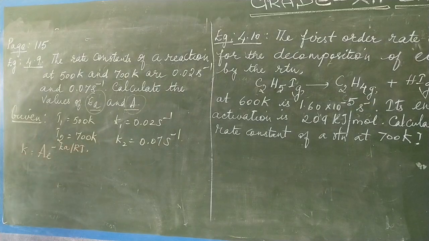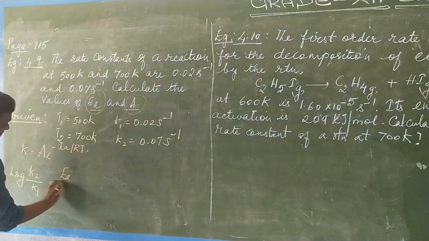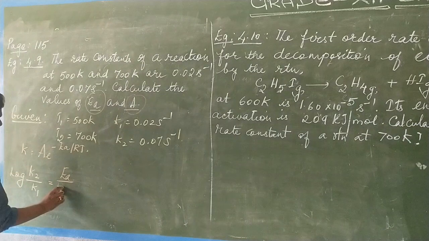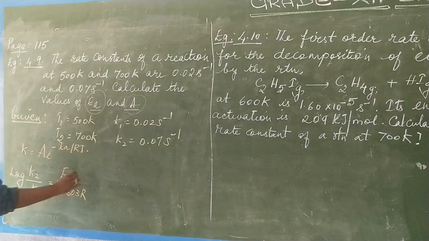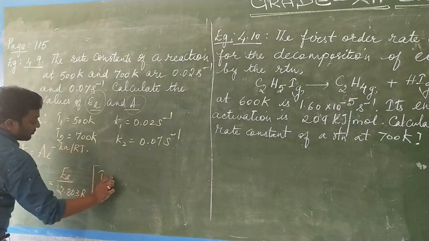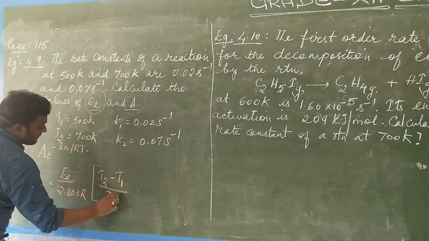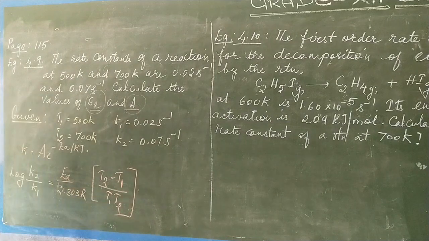A formula. What is the other formula which we have derived? That is log of K2 divided by K1 is equal to EA divided by 2.303 into R into (T2 minus T1) the whole divided by T1 into T2. This is the other formula.